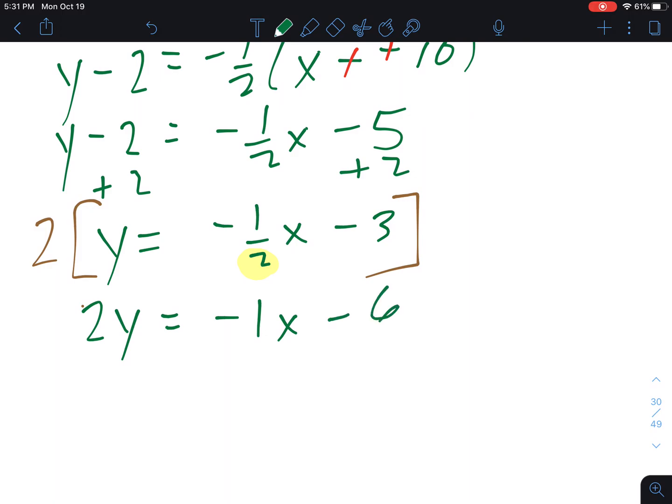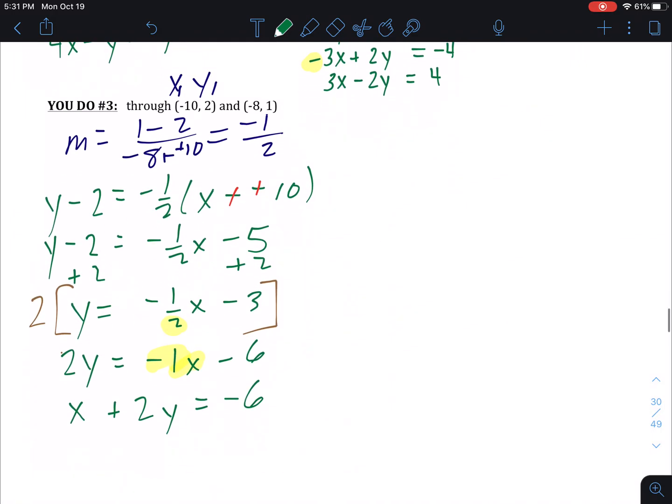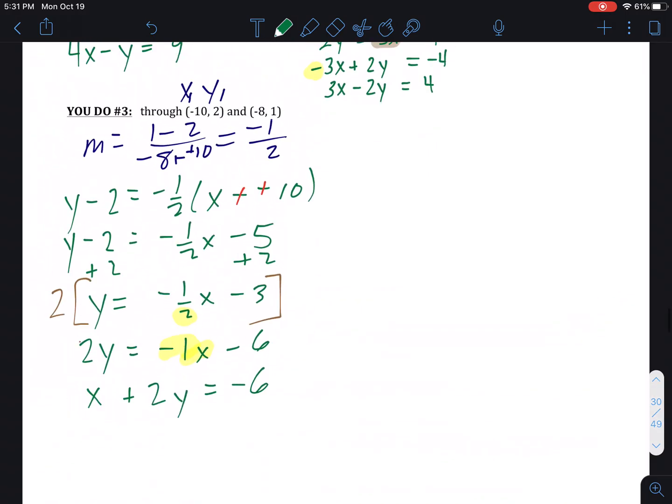And then this term's got to move to the left. We're going to add 1x to both sides, so that'll be 1x plus 2y equals -6. Okay, notice when I brought the 1x over to the left, you do not need the 1 as the coefficient there. And that's it. My lesson is done.